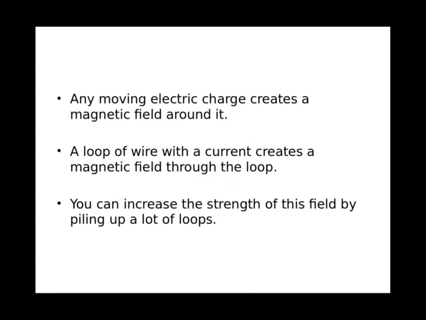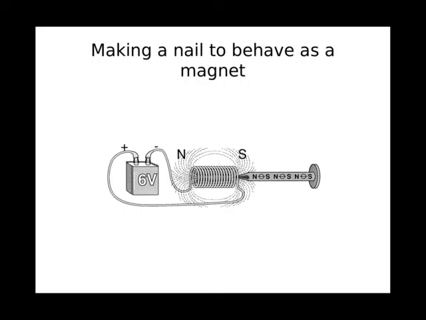Why does it do that? Any moving electric charge creates a magnetic field around it. So when I pass an electric current through a loop of wire, it creates a magnetic field around it. The field strength you can increase by piling up a lot of loops, making a nail behave as a magnet.